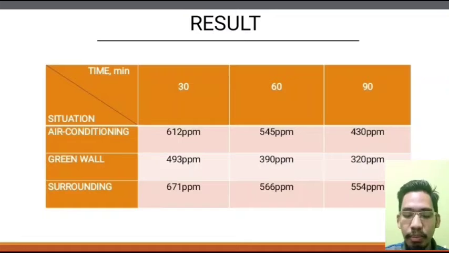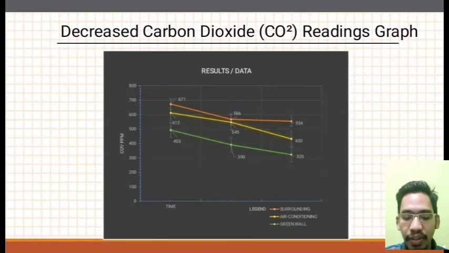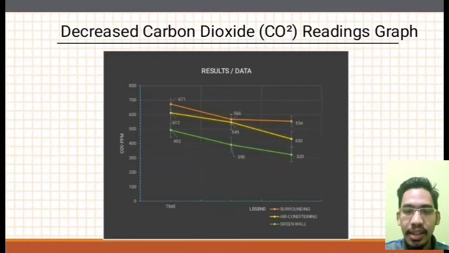At the air conditioned place, we got 920 ppm at the first reading, 545 ppm at the second, and the last one is 430 ppm at 90 minutes. At the green wall place, we recorded 493 ppm at 30 minutes, 390 ppm at 60 minutes, and 320 ppm at 90 minutes. And that's all, we got the data.